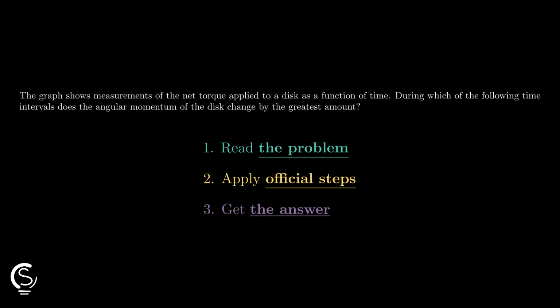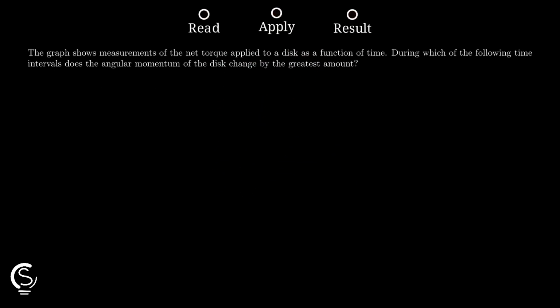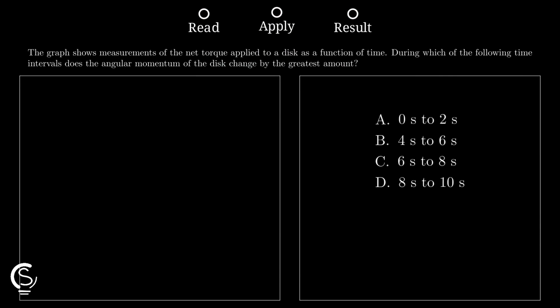Angular momentum changes are easy to find if you know the secret. We will solve this torque graph problem in just a few quick steps. The change in angular momentum is equal to the area under the torque versus time graph. This means we need to find which 2-second interval has the largest total area.